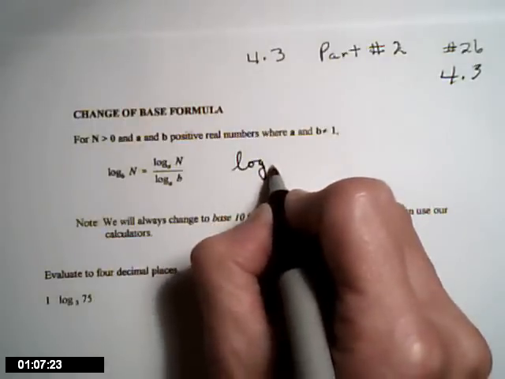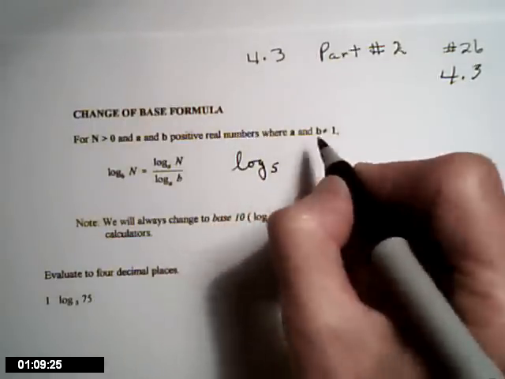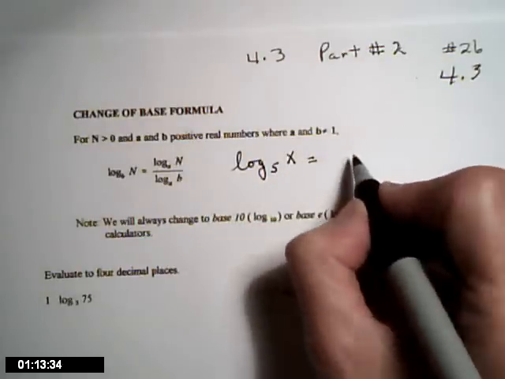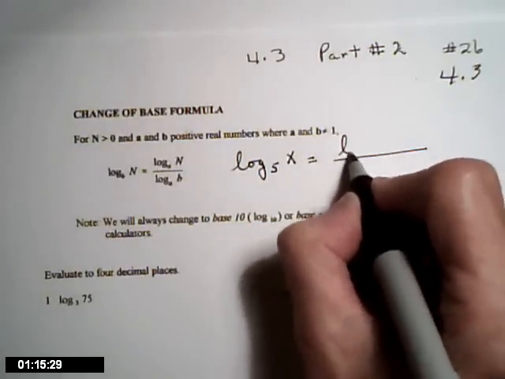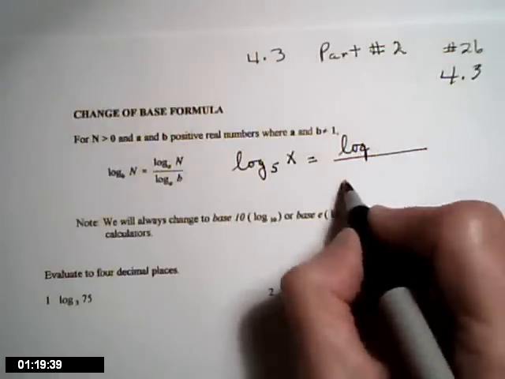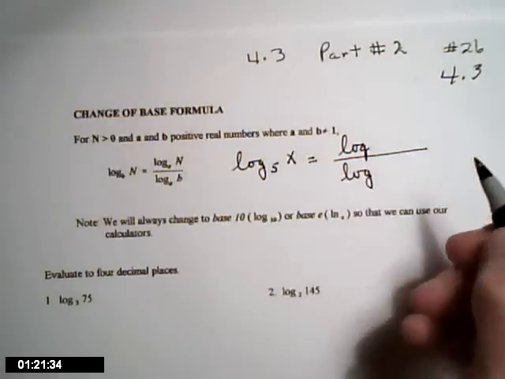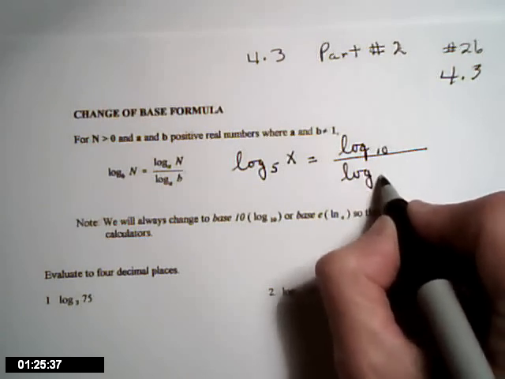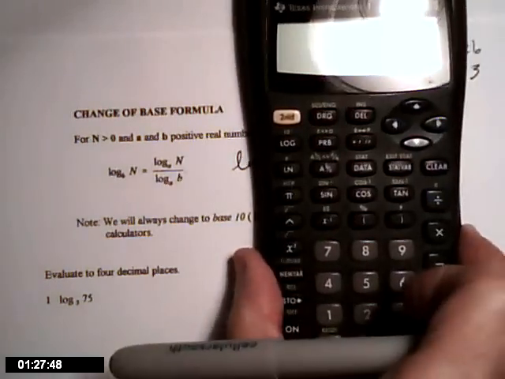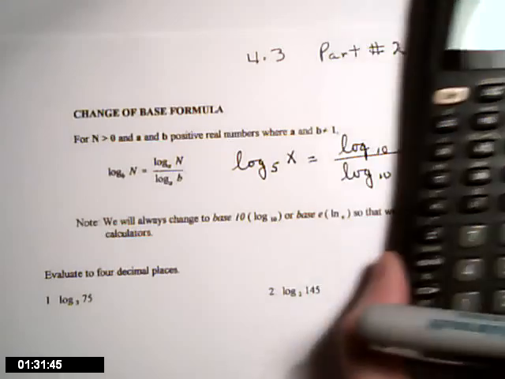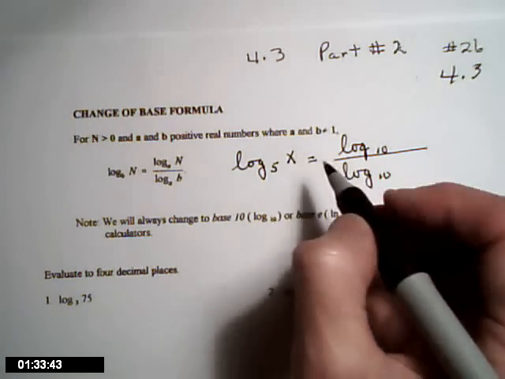If I have log base 5 of x, now remember my calculator does not know base 5, so I'm going to change it into a base that I know. It's going to be set up as a fraction. Now think, what log base does your calculator know? Well, it's base 10. By using base 10, that would allow me to use this log key on my calculator.